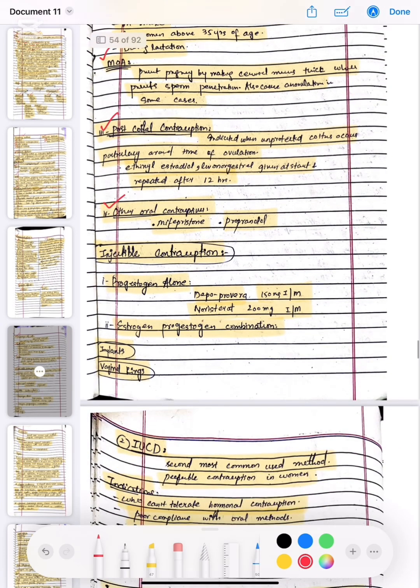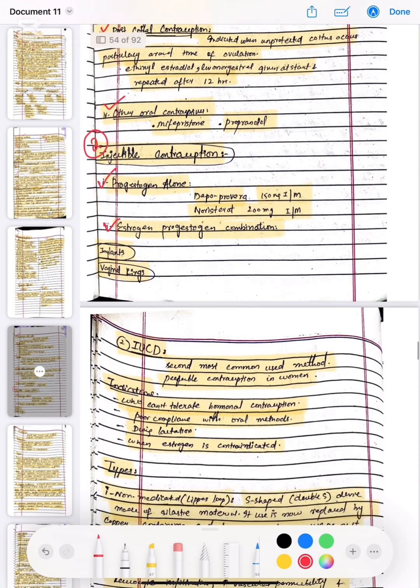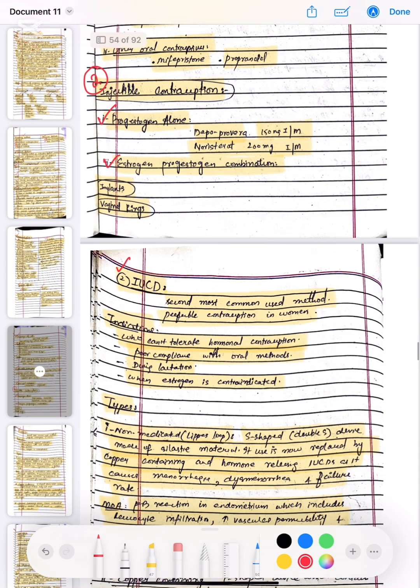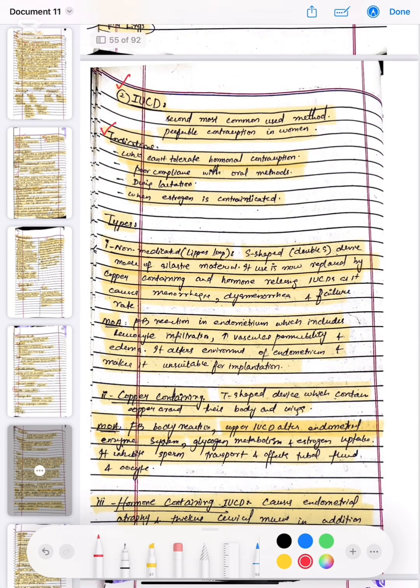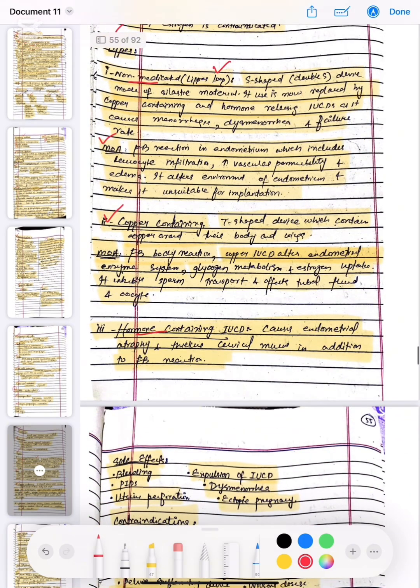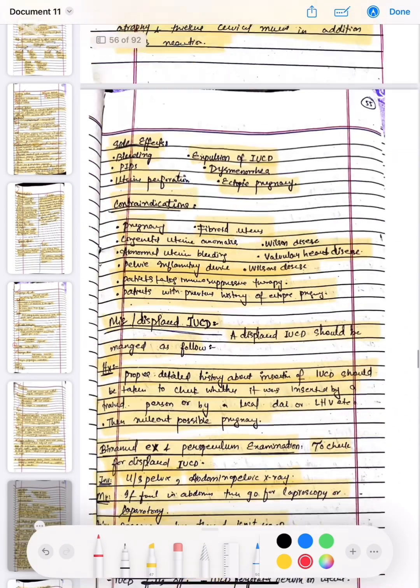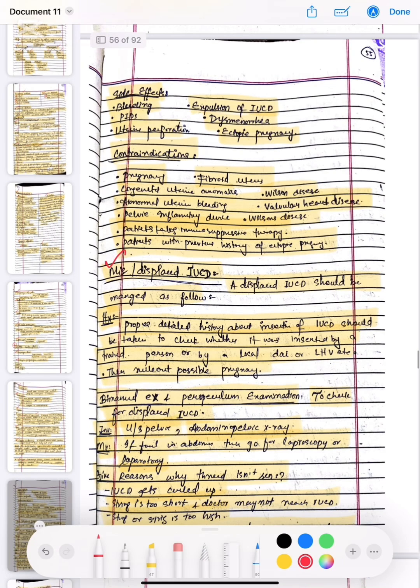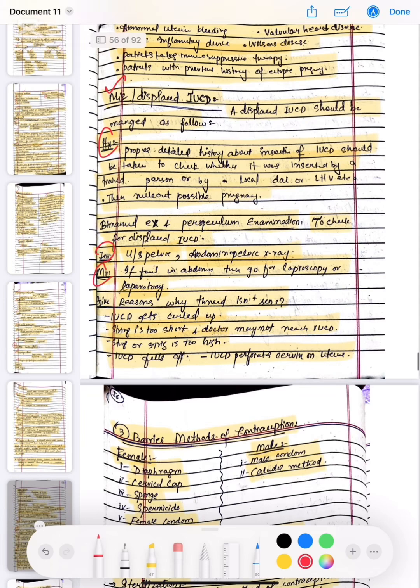Then we discussed the injectable contraceptives, the second method of contraception: progesterone alone and the estrogen progesterone combination. Then we have intrauterine contraceptive devices. We discussed the indications and the types. The types are non-medicated, which are lips and loops, and their mechanism of action. Then the copper containing devices and their mechanism of action. Then hormone containing intrauterine contraceptive devices, and then misplaced intrauterine contraceptive devices. Then what history should be taken, what investigations are done, the management, and the reasons that the thread of the intrauterine contraceptive device is not seen.